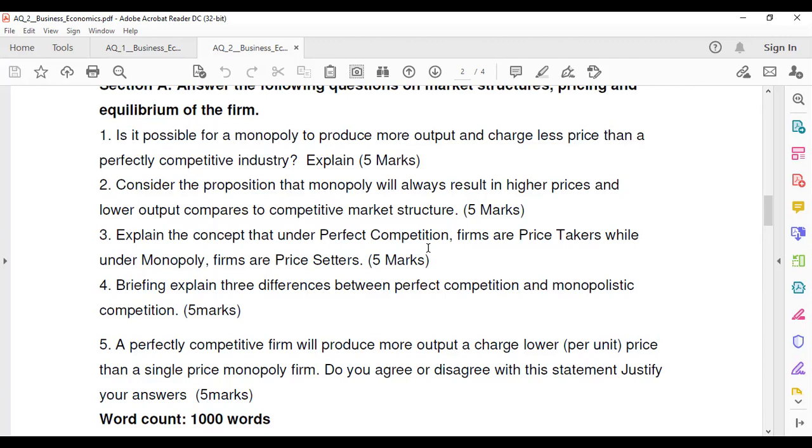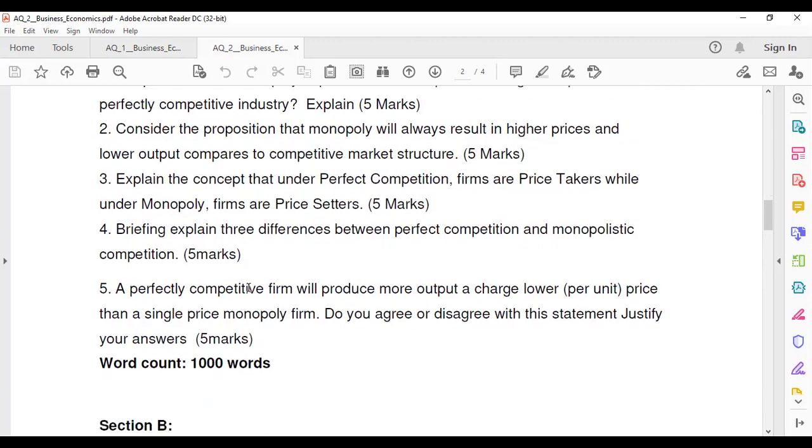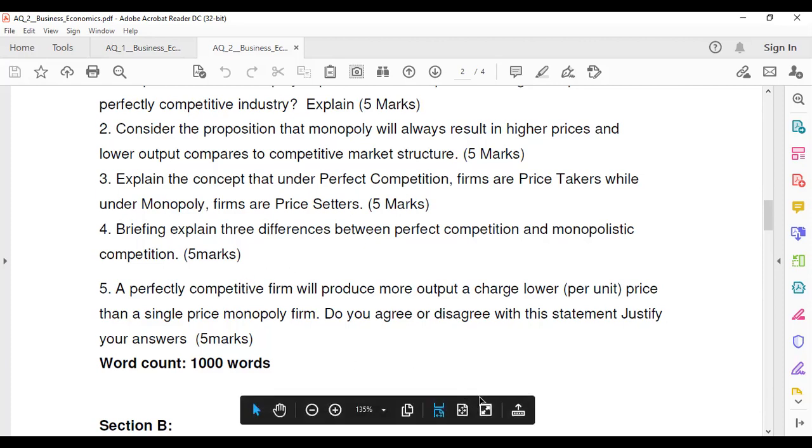Number 4 is briefly explain three differences between perfect competition and monopolistic competition. So there is spelling it out. I should briefly. Number 5 is a perfectly competitive firm will produce more output, charge lower per unit price, than a single price monopoly firm. Do you agree or disagree with this statement? Justify your answer. So you need to justify with your answer, give your own opinion, and also give references from the textbook or journal.